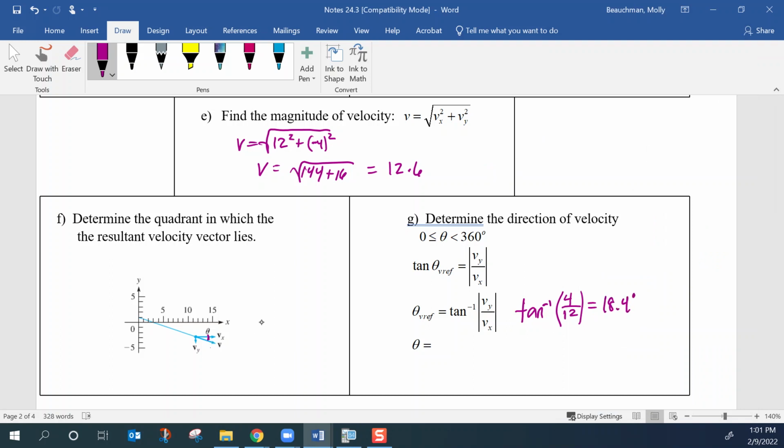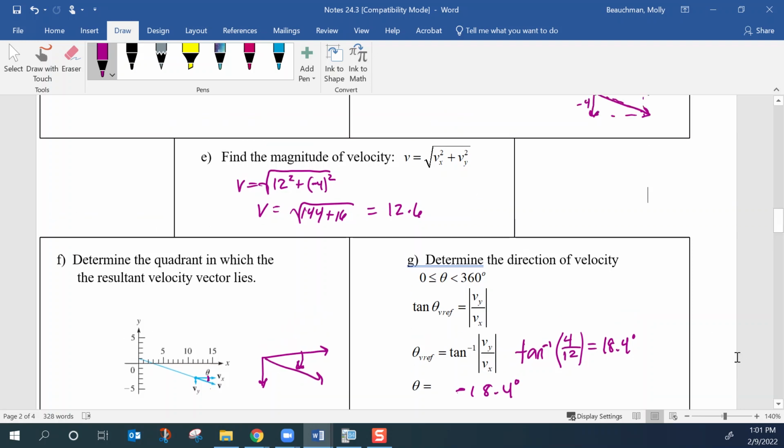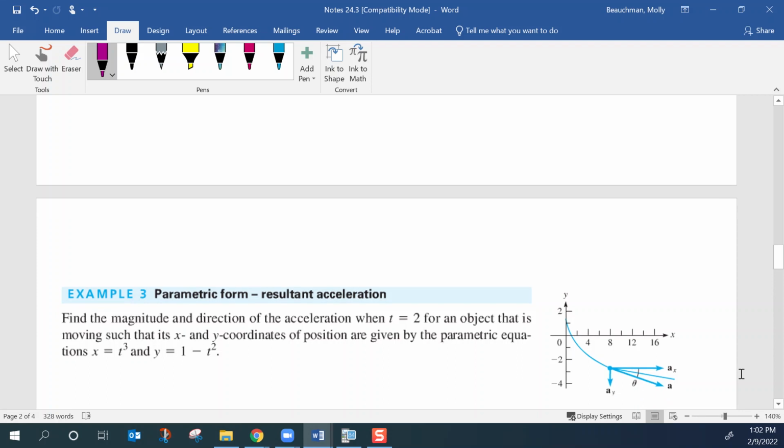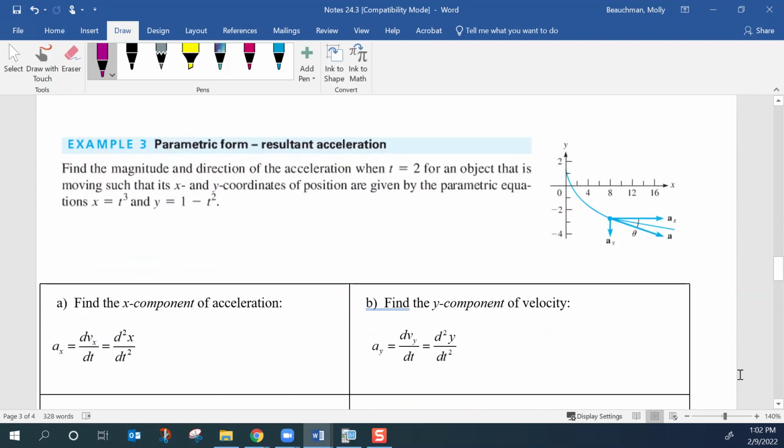So taking a look at this picture, the angle that I want is this angle right here. Notice we're rotating in the clockwise direction. So that angle of 18 degrees is going to be a negative 18.4 degrees. Okay, so that's our velocity. We are given our magnitude and our direction. All right, next example is going to be acceleration. We have the same situation. Let's see. Nope, a little bit different.